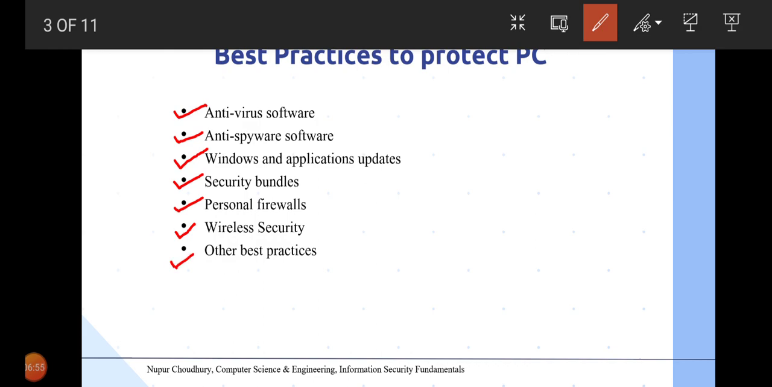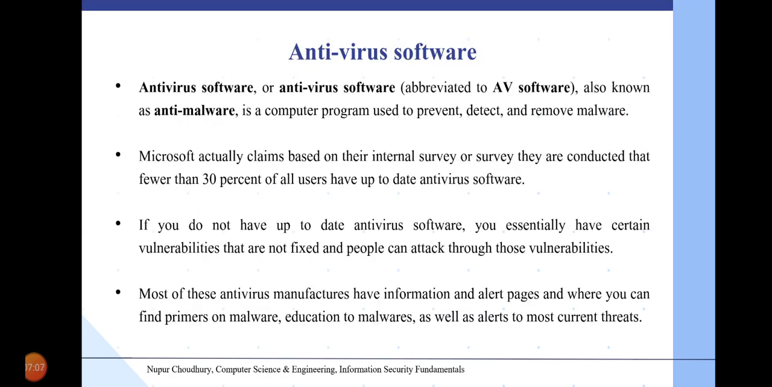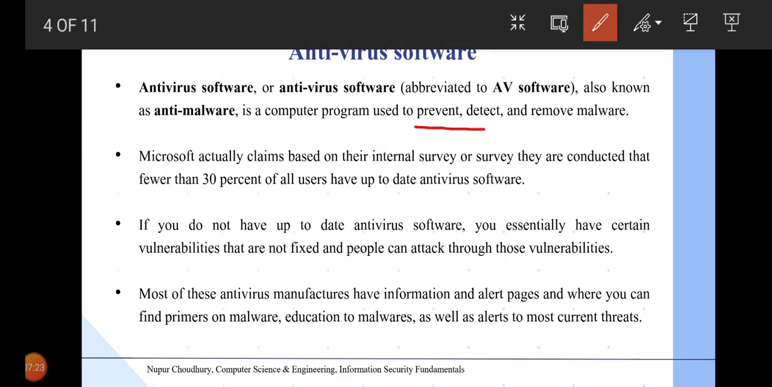And there are some more best practices which should be done while attending to any of the internet related activities. So we will look at this one by one. So the first thing that will come is the antivirus software. Basically, antivirus software, or an AV software, also known as anti-malware, is a computer program which is used to prevent, detect and remove the malware.